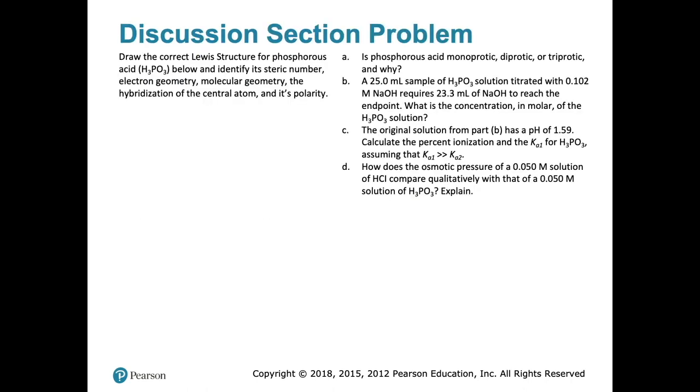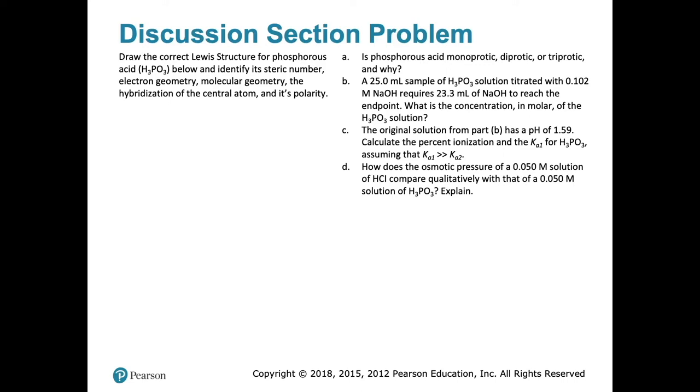The first thing it says is to draw the correct Lewis structure for phosphorus acid, H3PO3, below, identify its steric number, electron geometry, molecular geometry, the hybridization of the central atom, and its polarity. The reason I had all that there is because I'm going to continue testing you on Lewis structures and geometries. But also, when you look at this acid, it looks like it has 3 protons, but when you draw its Lewis structure, you can see that it doesn't actually have 3 protons available for donation as a Bronsted-Lowry acid.